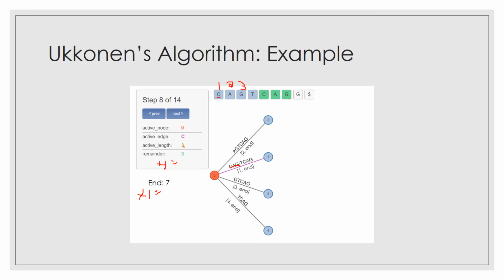Becomes 3. So right now we're in this active edge, so we're keeping track with the active edge of C and the length of 3 for 3. There's a new one, so we know that CAG does exist from 1 to 3. It's keeping track with the length.